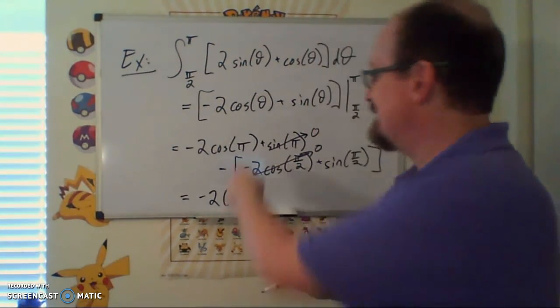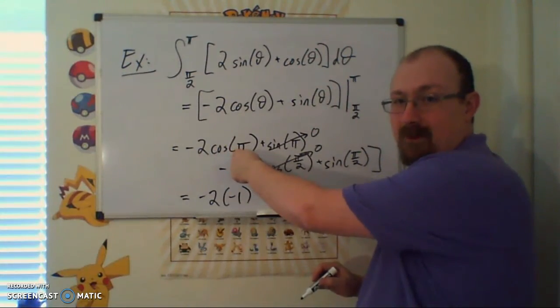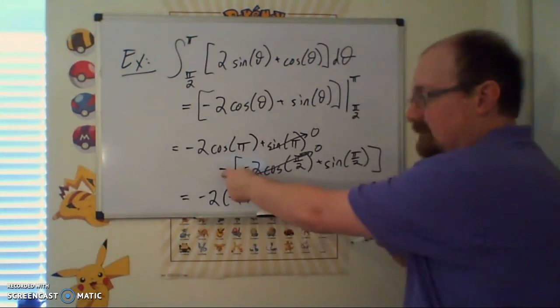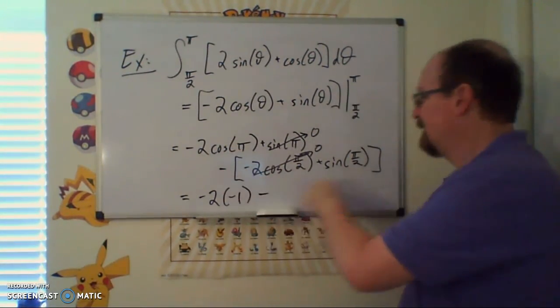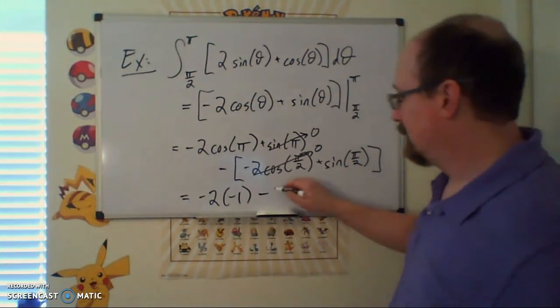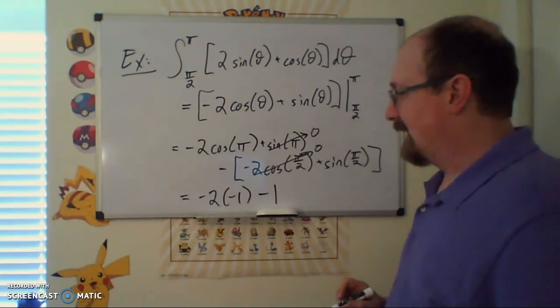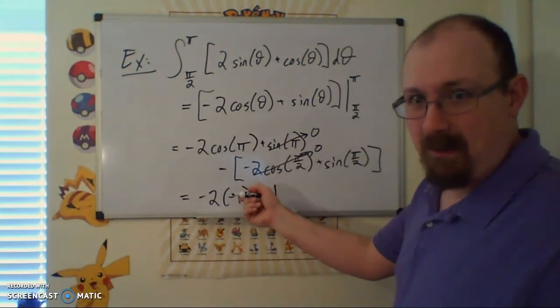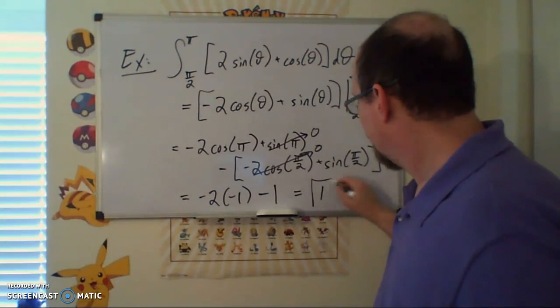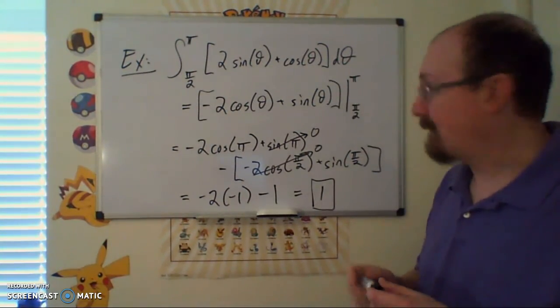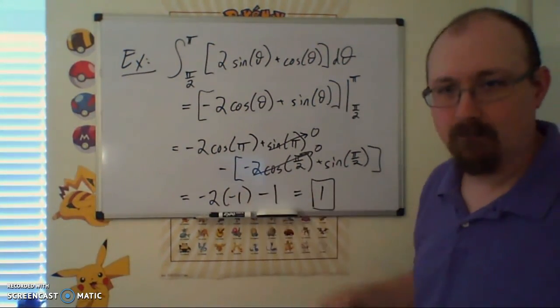So we've got -2 times -1 that we get when we work out the cosine of pi, minus, because the minus is baked in, remember that, the sine of pi over 2, which is 1. -2 times -1 is +2. So in true mathematical fashion, I found a really, really long-winded way to write 1.